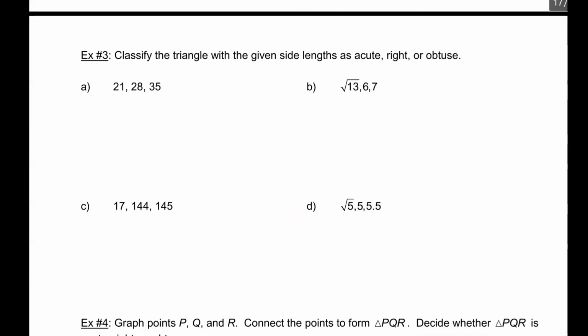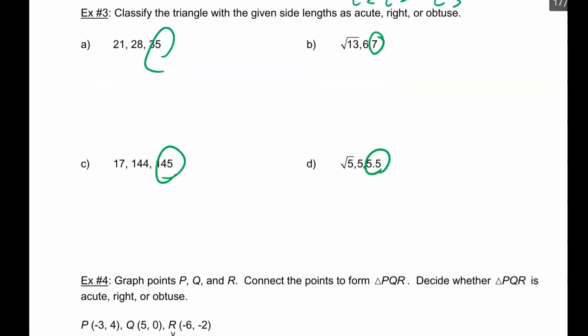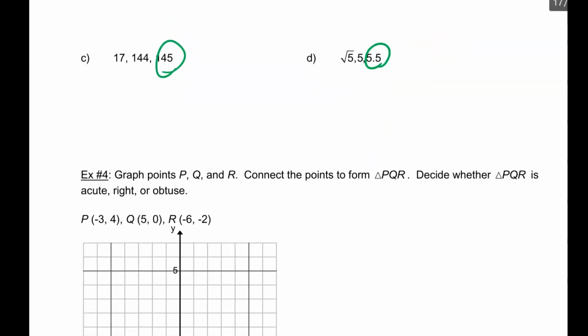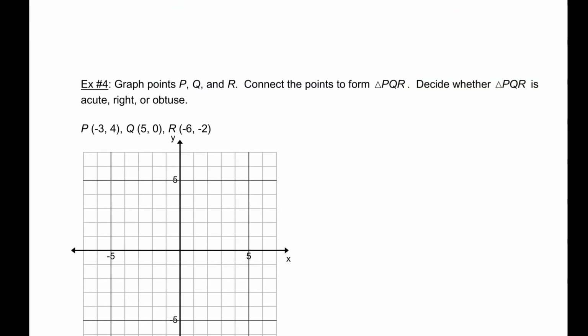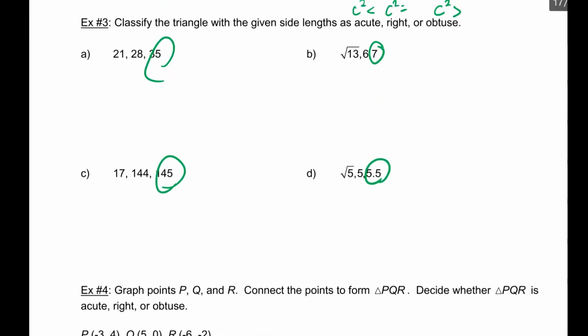All right, classify the given triangle with the given side lengths as acute, right, or obtuse. So you just have to go through and compare. Acute: c squared is less than. Right: c squared is equal. And obtuse: c squared is greater than. So go through, pick the biggest side as c, and then see if you are correct. And then the last part is graphing the points and determining if this is acute, right, or obtuse.